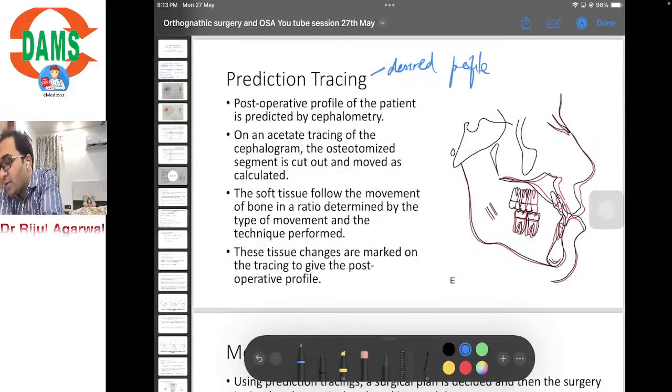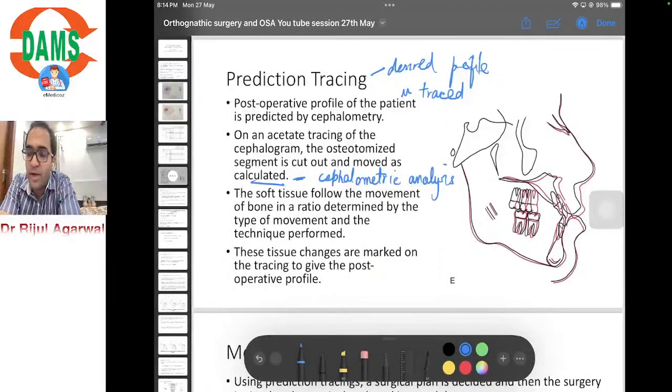The desired profile is traced on the lateral cephalogram. How is it done? The osteotomized segment is cut out and moved as calculated. So how is this calculation done? This calculation is done using cephalometric analysis.